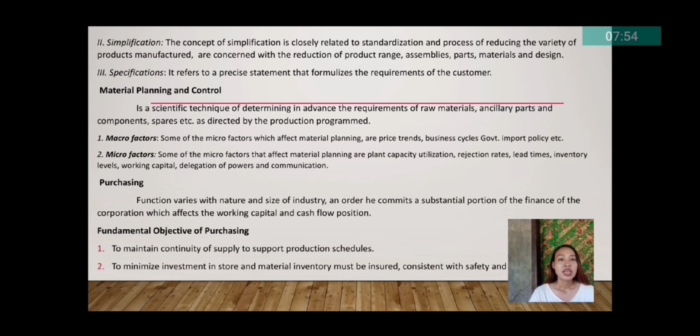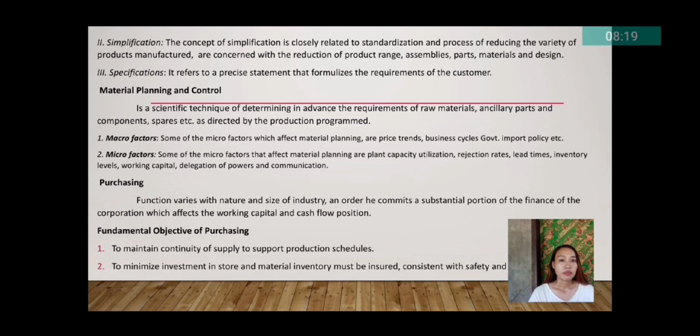Micro factors. Some of the micro factors that affect material planning are plant capacity utilization. So, ang gina-consider nila, yung capacity lang ng kanilang production, rejection rates, lead time, inventory levels, working capital, delegation of power, and communication.